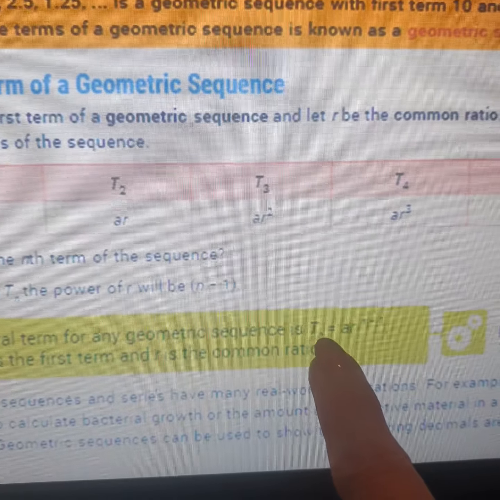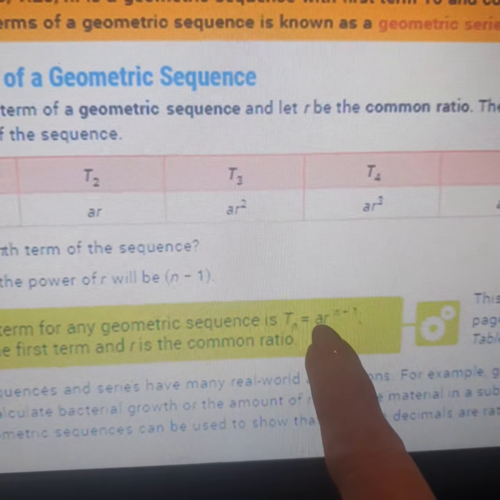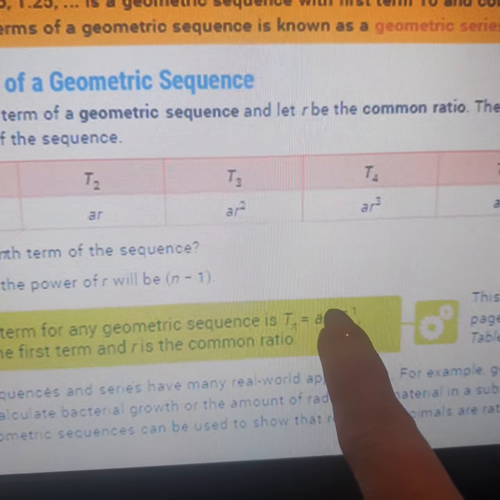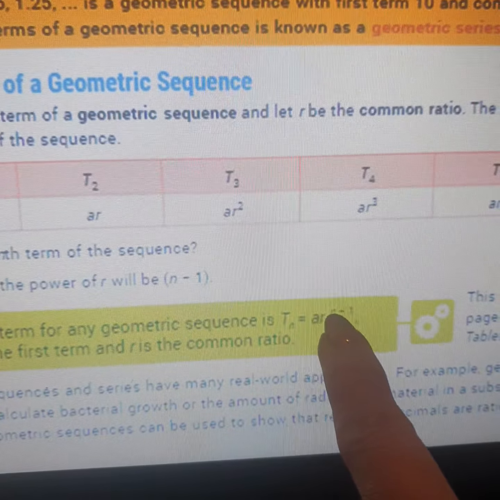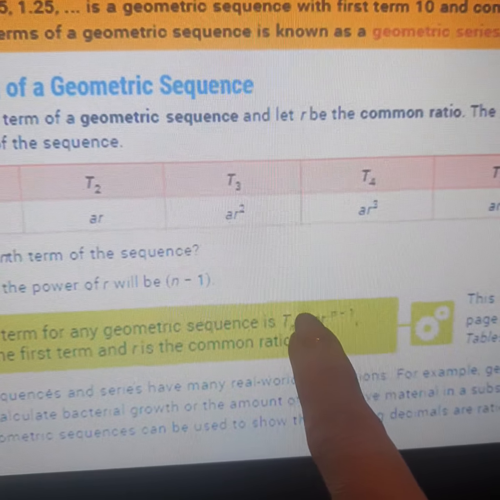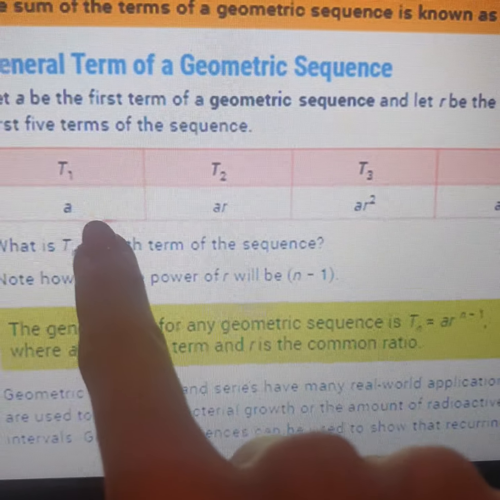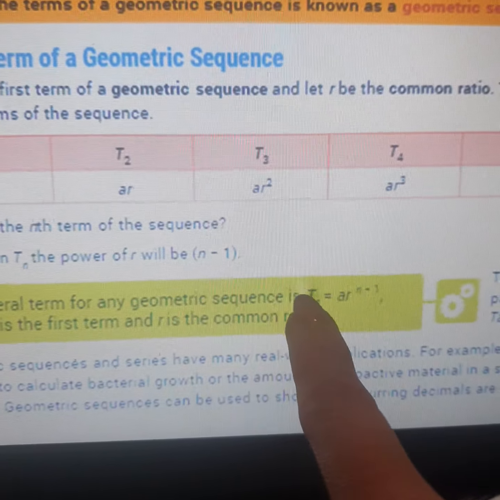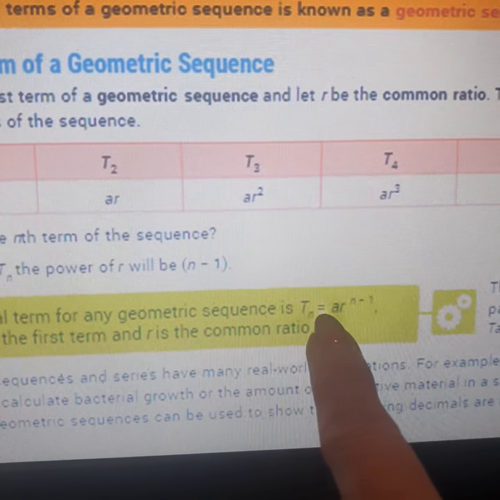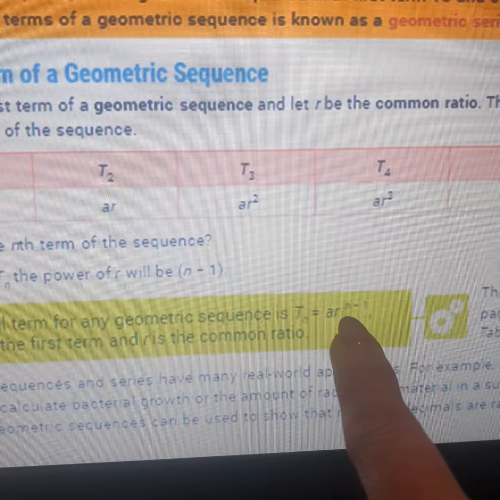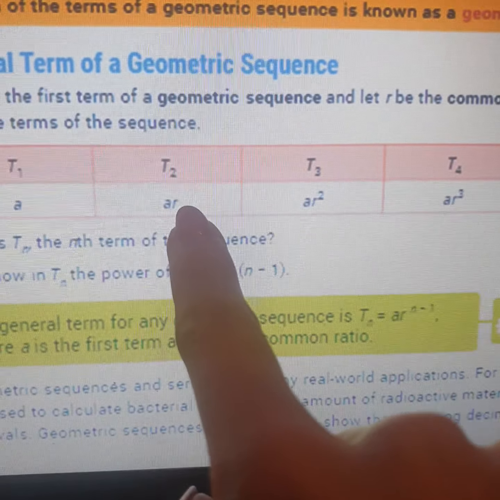Because what's term 1? For term 1, you're putting in 1 for n here. So you'd have AR to the power of 1 minus 1, which is 0. R to the power of 0 is just 1. So therefore, this would be A. And so on. Term 2, you're putting in 2 for n. So you'd have AR to the power of 2 minus 1, which is AR to the power of 1. That's what you have here, okay?